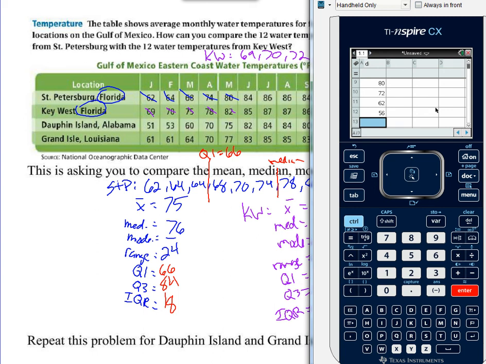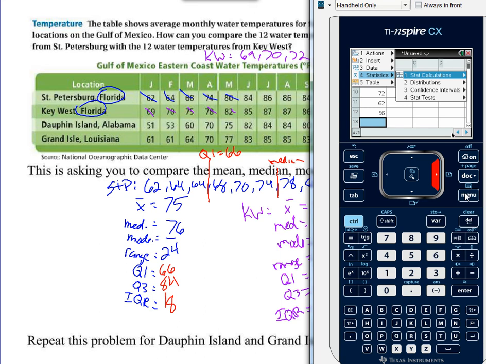Once you're done with that last cell, make sure you press enter. Stay in that column. Okay, so once you're here, press menu and notice the options. Which option do you think we're probably going to take? Yep, statistics. So option 4, and then we want stat calculations.